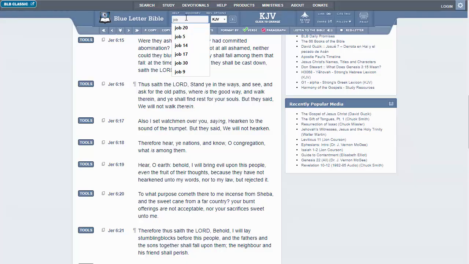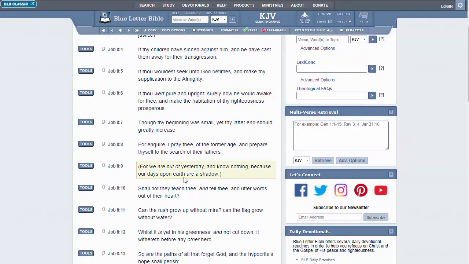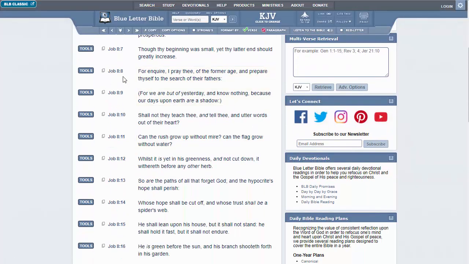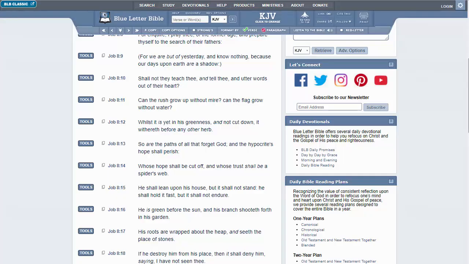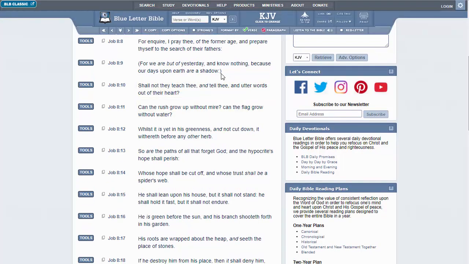I'm not sure if this is Job 8 or Job 32. Right here, Job 8:8. For inquire, I pray thee, of the former age, and prepare thyself to the search of their fathers. So, because we lost our heritage, and now we're getting it back. And part of our heritage consists of a language. We weren't speaking sign language. We weren't making sounds or grunting like Esau was. We had a spoken language, and the spoken language had vowels as well as consonants.